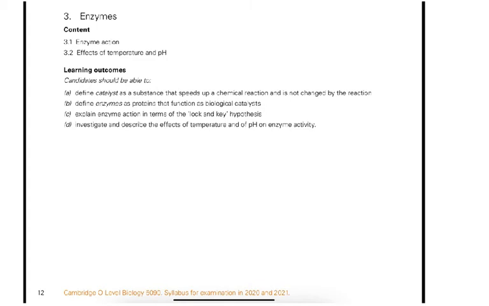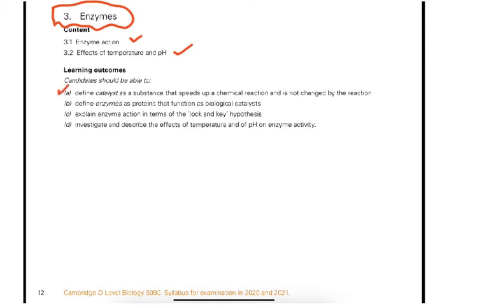Every student must first go through the syllabus. This is the syllabus, as you can see. This is chapter 3, which is enzymes. Now we have to study enzyme action, and we have to study the effects of temperature and pH. So the first point is to define catalyst as a substance that speeds up chemical reactions. It is not changed by the reaction. So first we define catalyst. Then we define enzymes as proteins that function as biological catalysts.